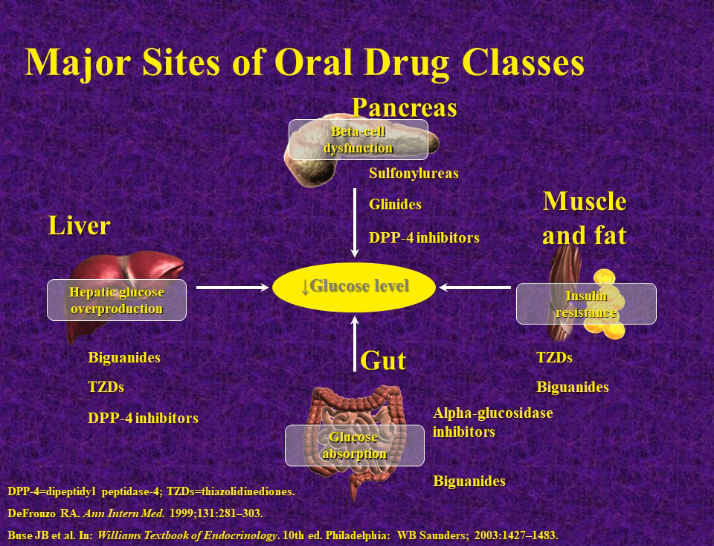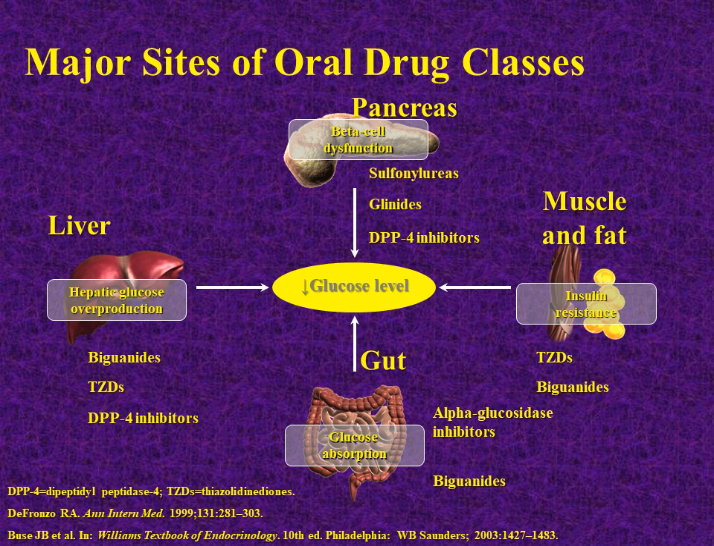Then in the muscle and fat, one of the causes of type 2 diabetes is insulin resistance. So thiazolidinediones and biguanides improve this insulin resistance, thereby decreasing the blood glucose level. Similarly, alpha glucosidase inhibitors and biguanides again target the intestine and decrease the blood glucose level by interfering with glucose absorption.